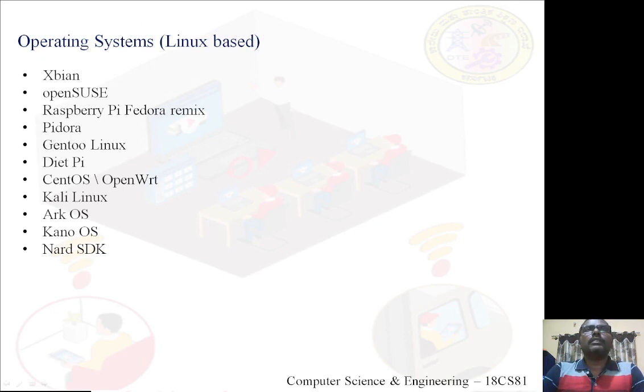In this slide, you are going to look at those operating systems supported by Raspberry Pi computer that are Linux based. One is XBN, next OpenSUSE, third Raspberry Pi Fedora Remix, fourth Pydora, next Gentoo Linux, DietPi, CentOS, Kali Linux, ArchOS, KanoOS, Node SDK.